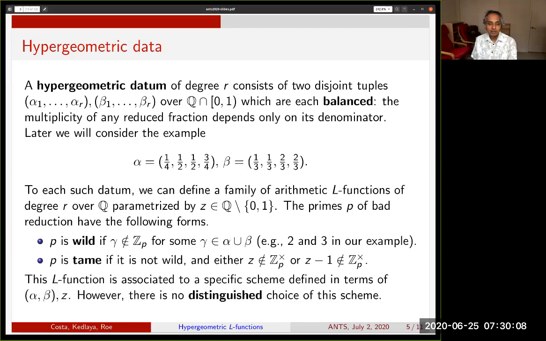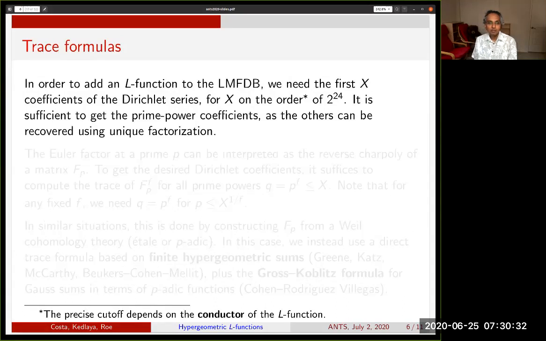The L-function that you get associated to these data can be interpreted in terms of a specific scheme. However, there are multiple mechanisms for doing this, so there's not a distinguished choice of this scheme. In order to add an L-function to the LMFDB, we need quite a few coefficients of the Dirichlet series, typically something like 2 to the 24th coefficients, although the exact cutoff depends on the conductor of the L-function. Since these L-functions have Euler product factorizations, we only need the prime power coefficients, and the others can then be recovered by unique factorization.